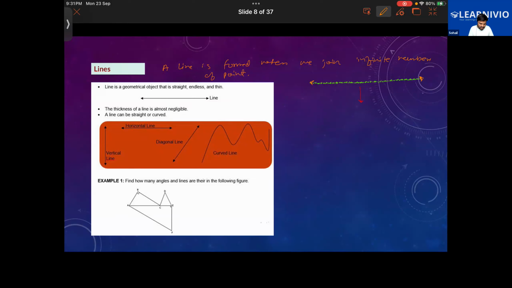Read the point one more time. A line is formed when we join an infinite number of points.